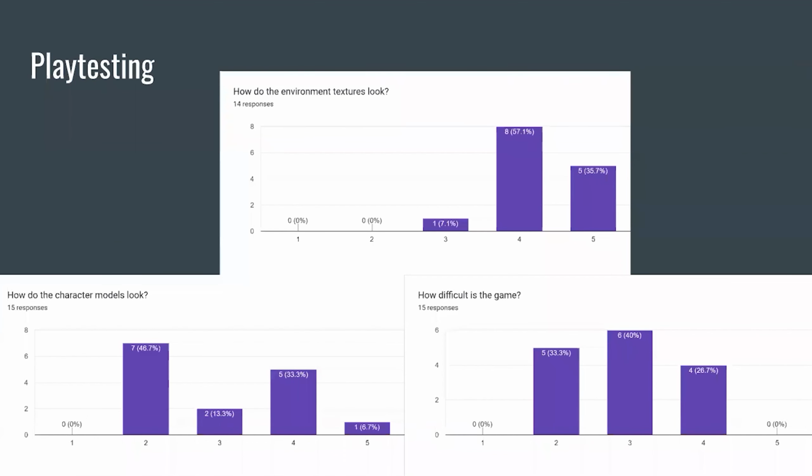From a playtesting perspective, we got pretty good feedback overall. Our environment and character models were received pretty well, and the difficulty ratings were a bit spread out. From the playtest, we learned that players had a hard time aiming in our game, so we worked on improving it. We made it better and much smoother, so it's easier to aim.